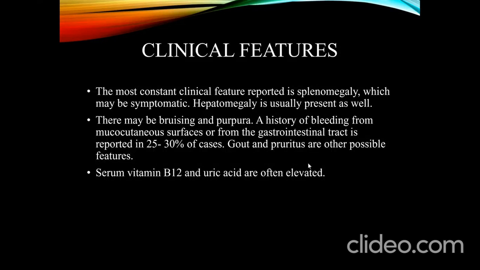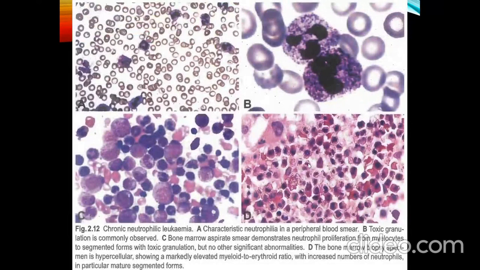Clinical features. The most constant clinical feature reported is splenomegaly, which may be symptomatic. Hepatomegaly is usually present as well. There may be bruising and purpura. A history of bleeding from mucocutaneous surfaces or from the gastrointestinal tract is reported in 25 to 30% of cases. Gout and pruritus are other possible features, and serum vitamin B12 and uric acid are often elevated.